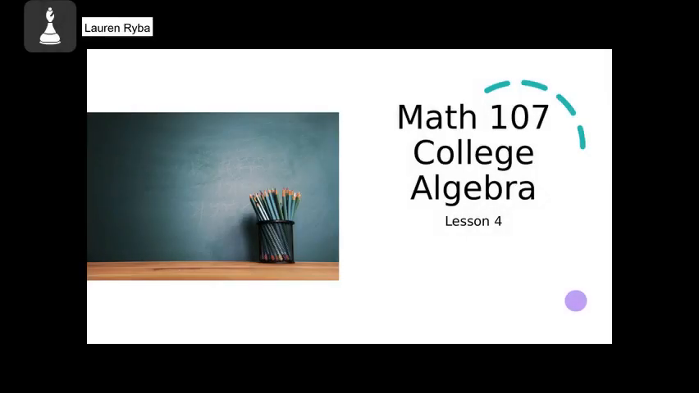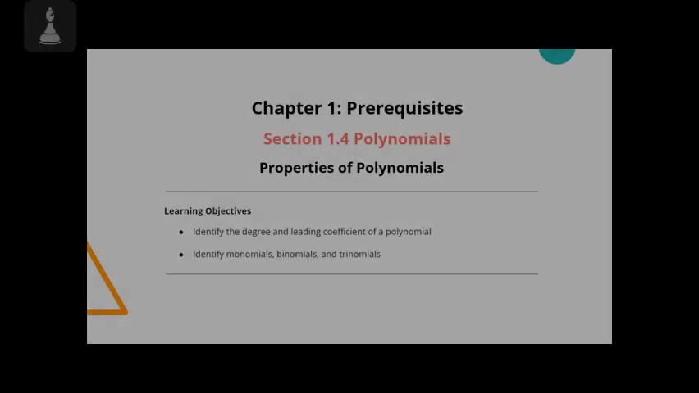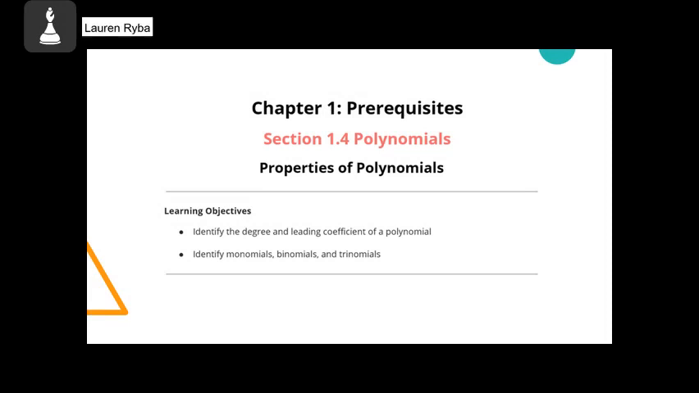This is the lecture for Lesson 4. This section is on polynomials, and the first part of this lecture is going to be about properties. So identifying the degree, leading coefficient, and if we have a monomial, binomial, or trinomial.